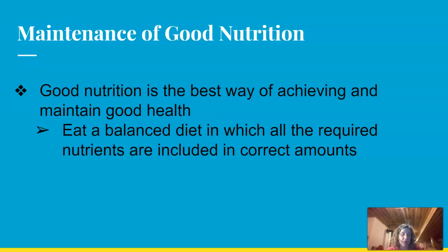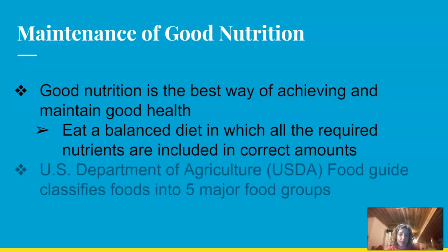So maybe my favorite vegetable is peas. I wouldn't be getting all my nutrients if the only vegetable I ate was peas. I still need maybe red peppers or orange peppers. Spinach would be good. So you need a wide variety of fruits and vegetables.